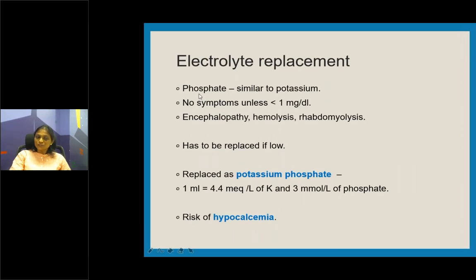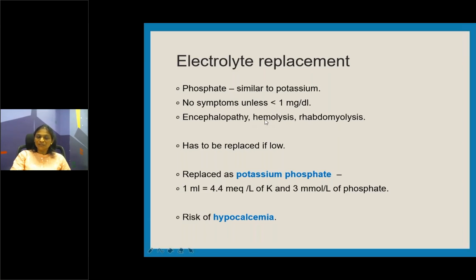Coming to phosphate, phosphate is also an intracellular electrolyte, and this acts similar to potassium. There is severe phosphate loss when there is DKA. This is very essential for energy production, ATP production, and there are usually no symptoms unless the values drop to less than 1 milligram per dL. When they drop to less than 1 milligram per dL, there is no ATP for cellular metabolism. This results in encephalopathy, hemolysis, and rhabdomyolysis.